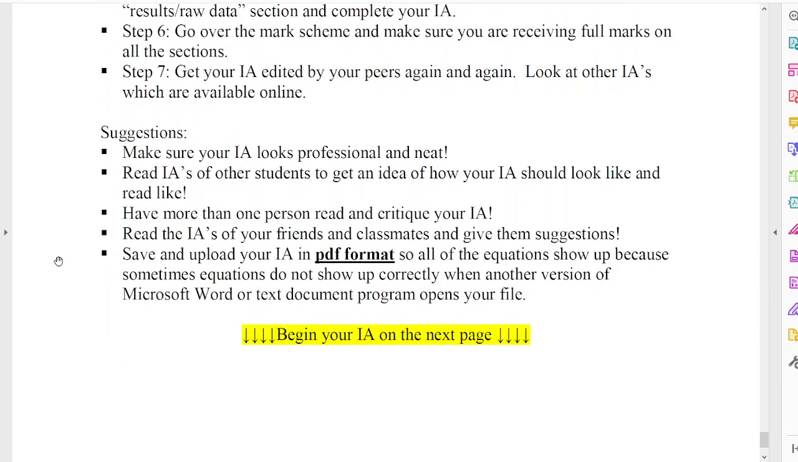Suggestions, make your IA look professional and neat. Read IAs of other students and get an idea of how your IA should look like and read like. Have more than one person read and critique your IA. Read the IAs of your friends and classmates and give them suggestions. Save and upload your IA in PDF format so all of the equations show up, because sometimes equations do not show up correctly when another version of Microsoft Word or text document program opens your file.